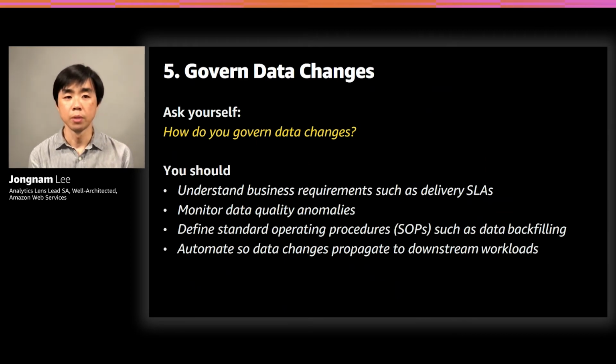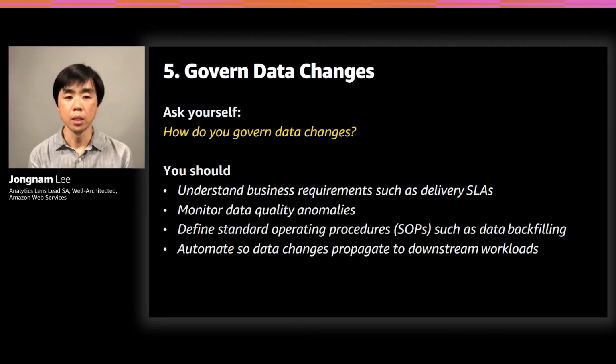Design principle number 5 is about data change governance. How do you govern the data changes? It is important because if you don't control the data changes, the impact down the line will be much harder to catch by the downstream systems. You want to catch such data changes upfront and then communicate them in advance.